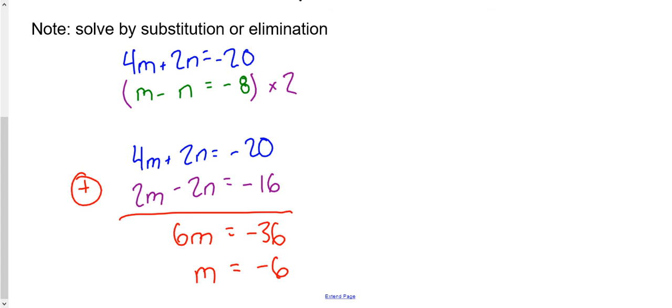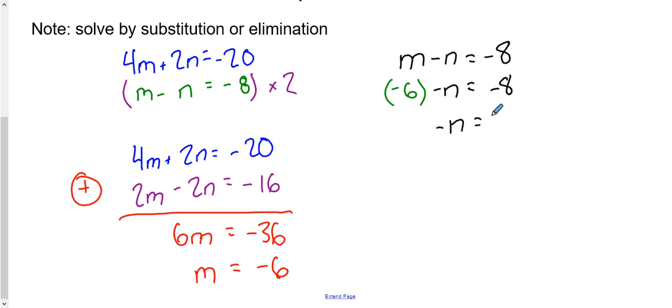There we go. Let's find the letter n. And I'm going to go back to one of the equations. I have m minus n equals negative 8. I know m was negative 6, so I'm going to write down negative 6 here in brackets, just because that's my sub in. I got negative 6 minus n equals negative 8. Moving that 6 to the other side, I got negative n equals negative 2. And of course, two negatives are going to cancel, so I got n equals positive 2.